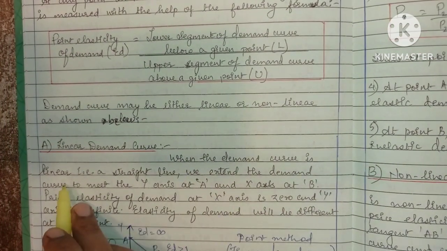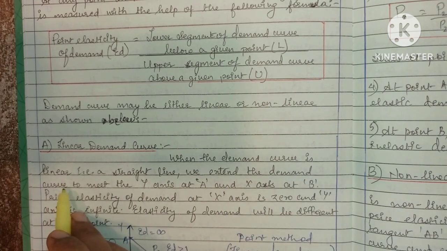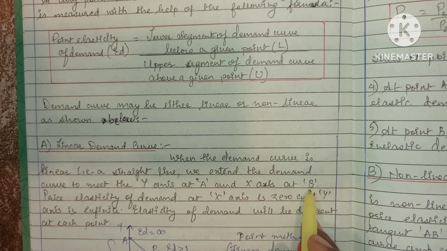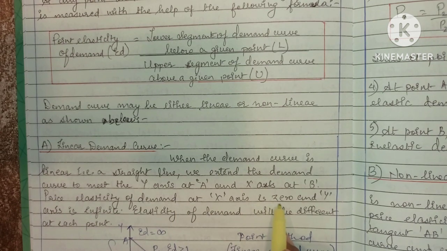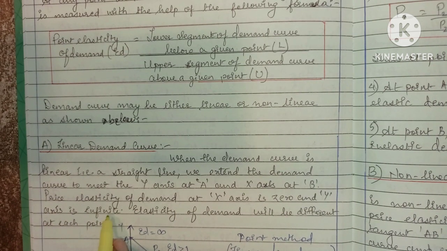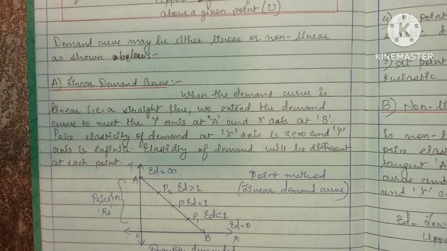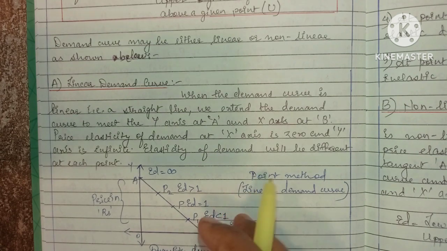Okay, linear demand curve. When the demand curve is linear, that is a straight line, we extend the demand curve to meet the y-axis at A and the x-axis at B. Price elasticity of demand at the x-axis is 0 and at the y-axis is infinite. Elasticity of demand will be different at each point. So this is what the linear demand curve states.